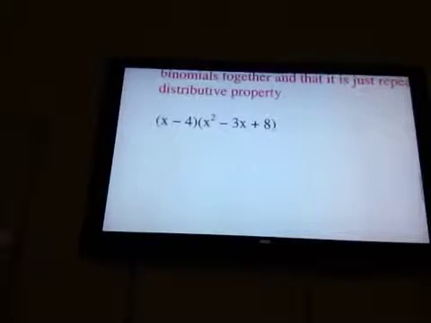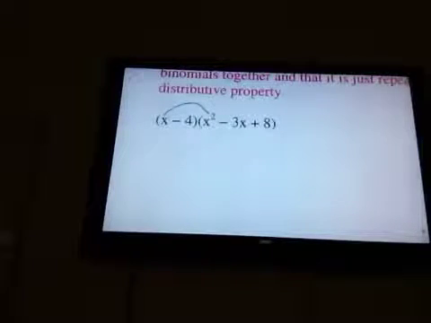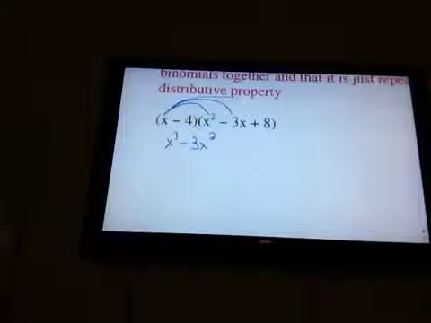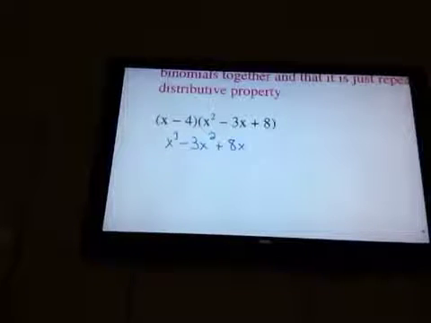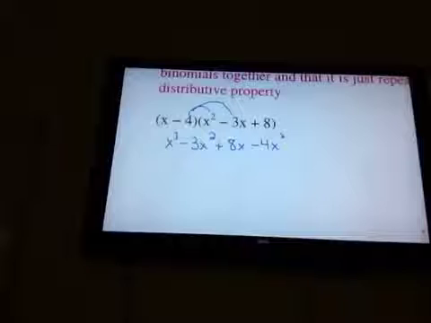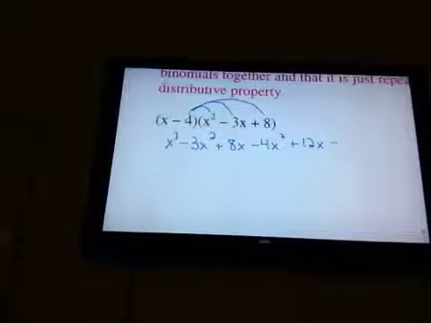So I'm going to start with my x. So x times x to the second is x to the third. X times negative 3x is negative 3x squared. X times positive 8 is positive 8x. And now I'll go back and do the negative 4. Negative 4 times x squared is negative 4x squared. Negative 4 times negative 3x is positive 12x. And negative 4 times positive 8 is negative 32.